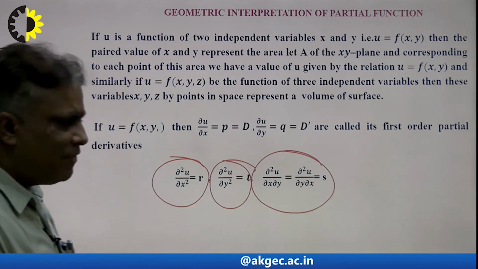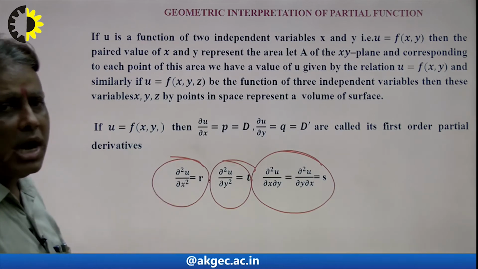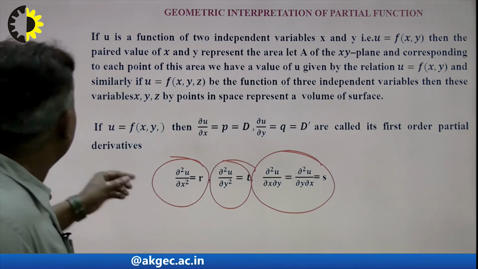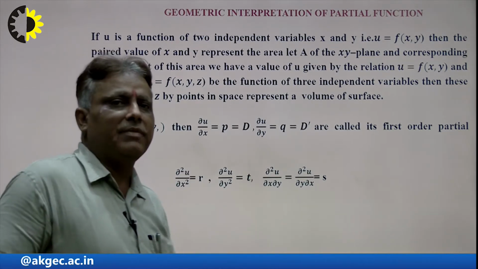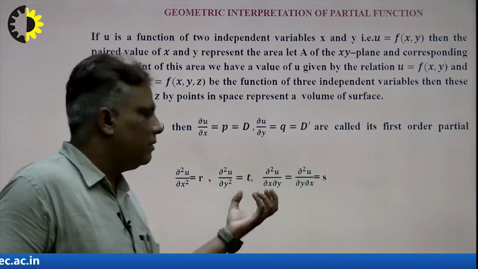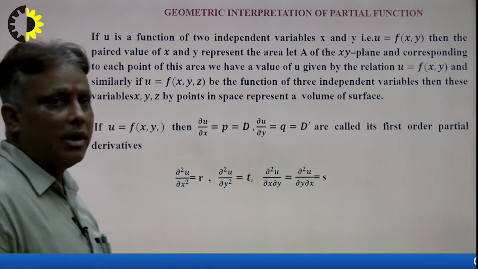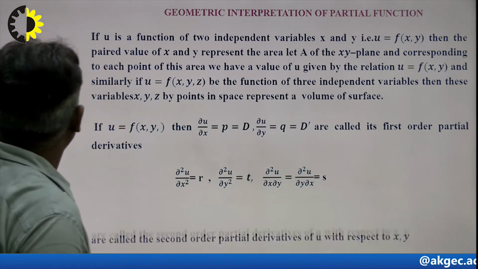That means there are 5 components: p, q, r, s and t. These are the most important, because when we study maxima and minima, and when we study partial differential equations, they play the most important role in our mathematics. So in this way we can solve our problem.